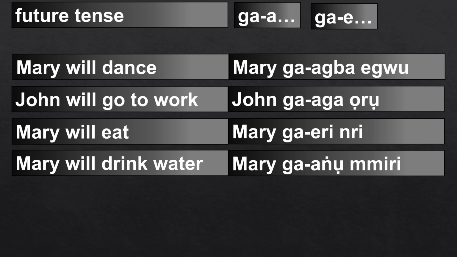The second auxiliary verb is ga. Ga is the auxiliary verb that indicates future tense, and the syntax is ga hyphen a or ga hyphen a. So previously we saw the use of na. Na always goes with hyphen. Same thing with ga. Ga also always goes with hyphen. So na and ga are the only two times you see hyphen in written Igbo. Hyphen is never used elsewhere except with the auxiliary verbs ga and na.